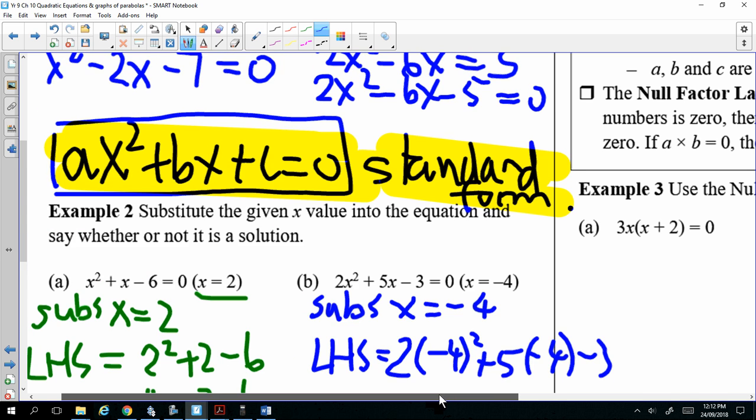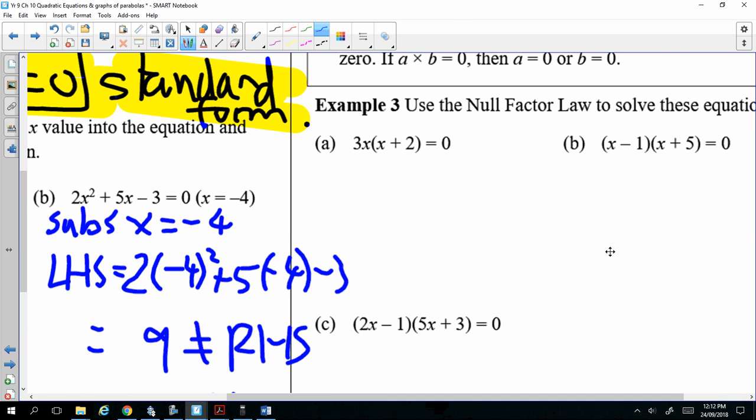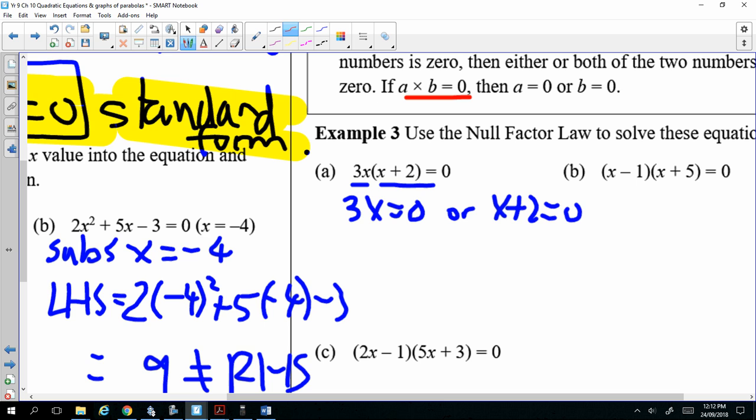So in this case, there's two factors. 3x multiplied by x plus 2 being 0 means either 3x is 0 or x plus 2 is 0. Does that make sense? It's like using this rule. A times B is 0. That's your A. That's your B. No, not yet, but you can now work out what x is.